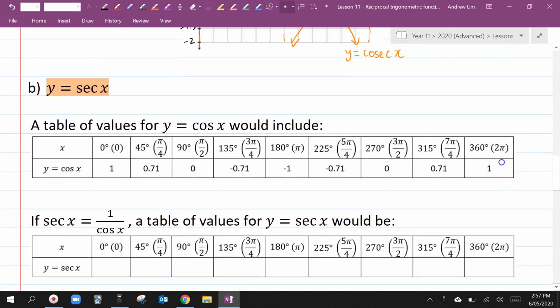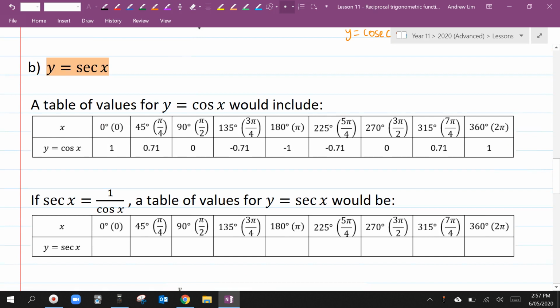Okay, let's have a look at the second one, y equals secant x. The table of values for y equals cosine of x would include this. But because secant x is equal to 1 on cosine x, we're just going to take these values and do 1 divided by that. Okay, 1 divided by cosine of x at 0 degrees is 1. So 1 divided by 1 is just 1.